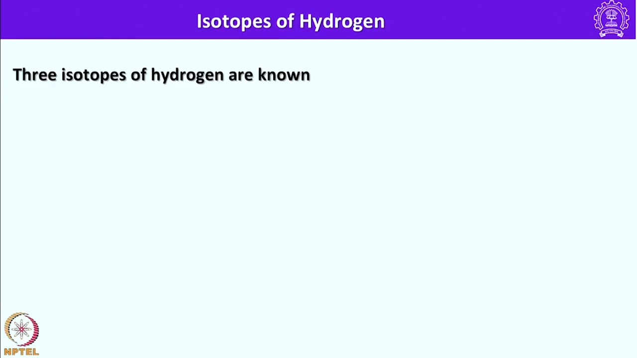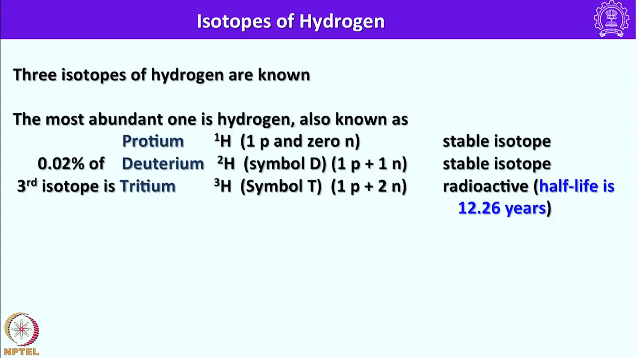And let us come to the isotopes of hydrogen. 3 isotopes of hydrogen are known. The most abundant one is hydrogen, also known as protium, having 1 proton and 0 neutron, and it is a very stable isotope. The next isotope has 1 proton and 1 neutron, it is also a stable isotope, and it accounts for 0.02%, that is deuterium, called 2H, the symbol is D. The third isotope is tritium, 3H, symbol is T. It has 1 proton and 2 neutrons, and it is radioactive, and the half life of tritium is 12.26 years.